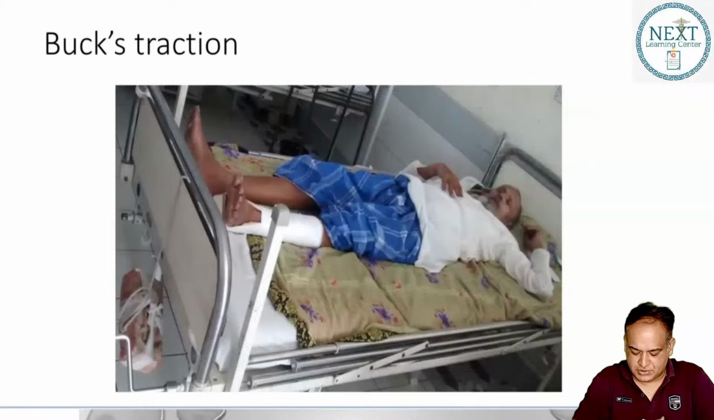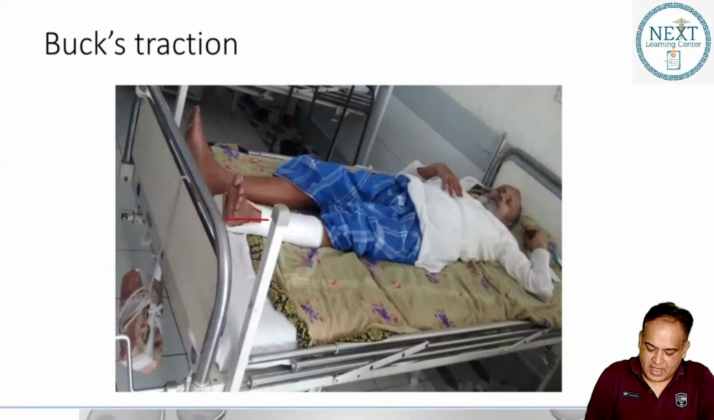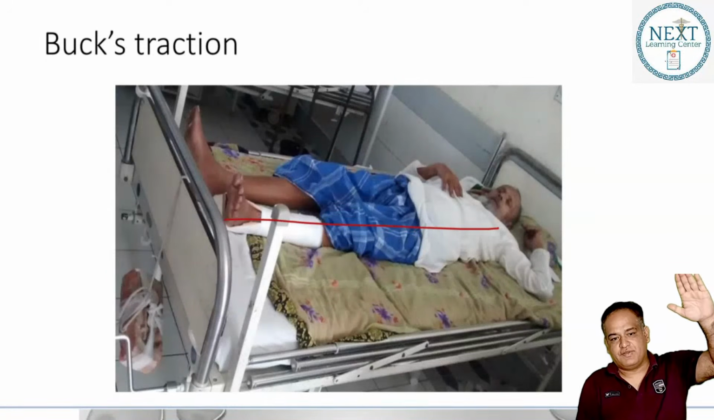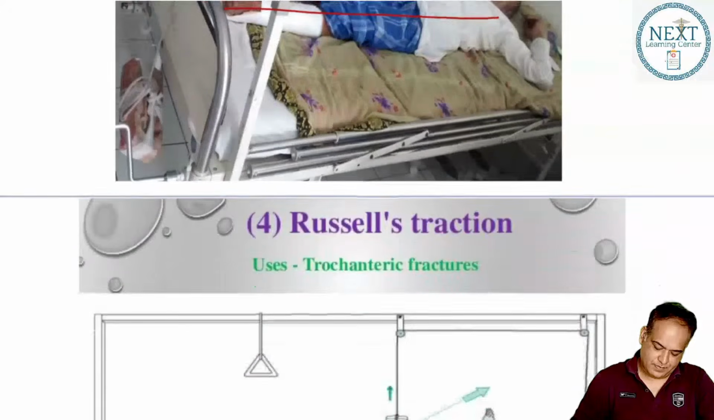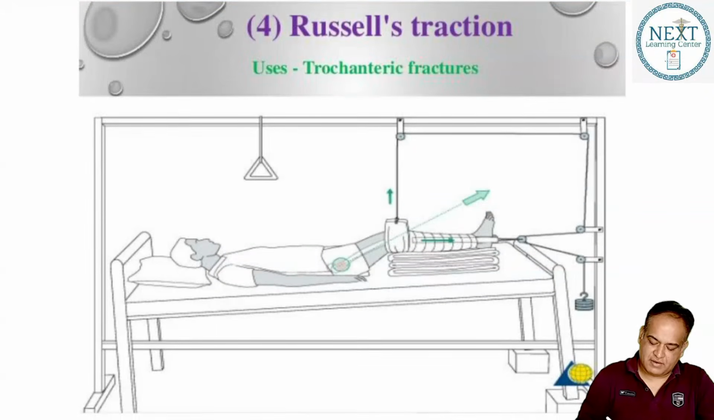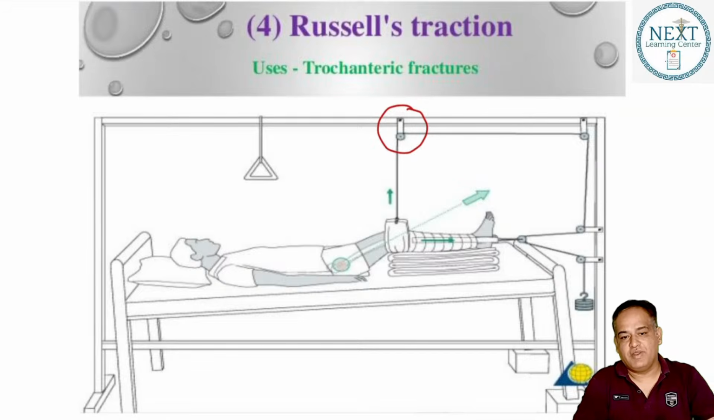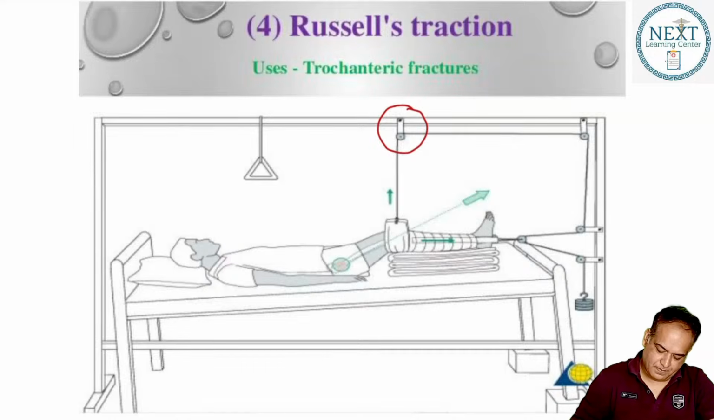Buck traction. So you see the body is angulated, the legs slightly raised. That is Buck traction. Russell traction, when the patient's knee is tied to the ceiling, when one part is tied to the ceiling, that becomes Russell traction.